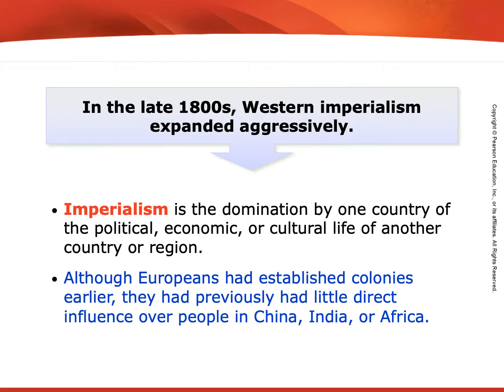So here we go. The first thing we need to do is define what imperialism actually is. Your textbook gives the definition of imperialism as the domination of one country by another country, either politically, economically, socially, or all of those things. And because there are different types of imperialism, there are going to be different types of colonies.